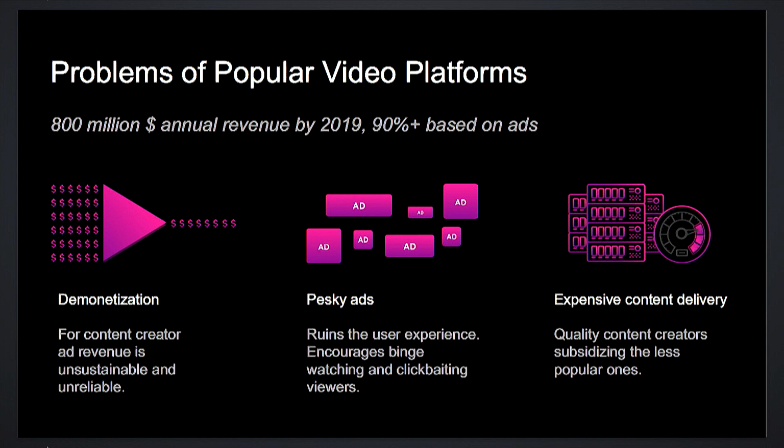Then the second biggest problem is ads. And I don't just mean that from the viewers' perspective the ads are annoying and we don't like to see them popping up all the time. From the content creator's point of view, these ads create incentives for the platforms. These platforms are trying to clickbait viewers away. They're trying to enforce binge consumption of content, and these are the problems that ad-based platforms face.